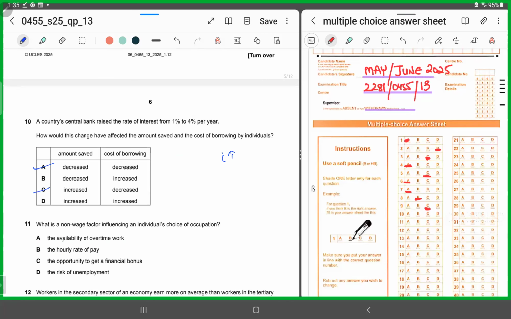Then what about the amount saved? Amount saved should increase. Why? Because you're getting more returns now. So for 10, it has to be D.